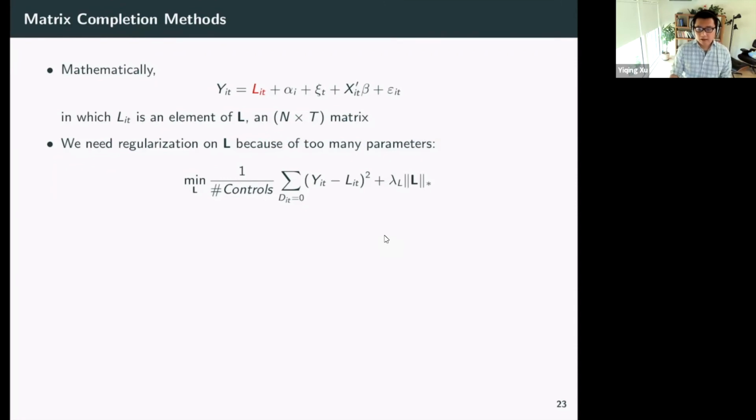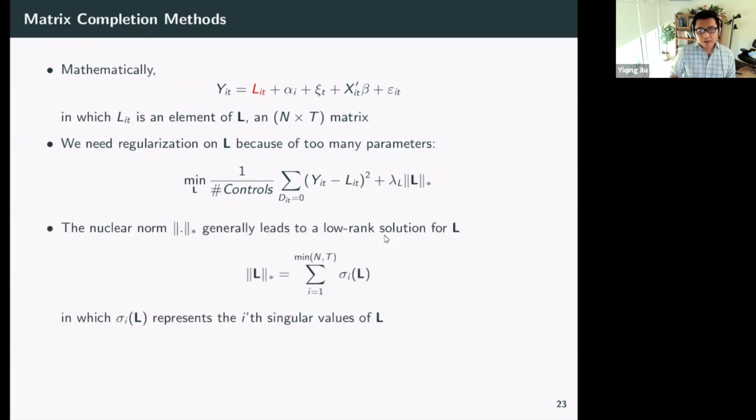And we try to find this M by T matrix LIT such that the difference between YIT and LIT is minimized. And we also put a penalty on the complexity of this L matrix. If we don't put a penalty, under this objective function, the best possible model for YIT is YIT, the outcome matrix itself. Then it's fully saturated. The out of sample prediction will be very, very bad, and we don't get any interpretation from the model. So we want to make L as simple as possible, such that more degrees of freedom are saved.